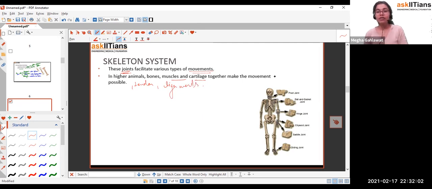Okay. So we have the pivot joint, which is present in the neck. We have the ball and socket joint, which is present in the shoulder, so that we can move our hands around like this.